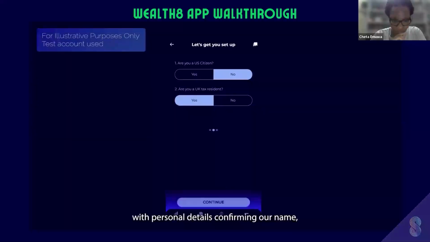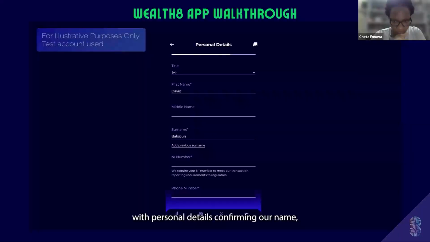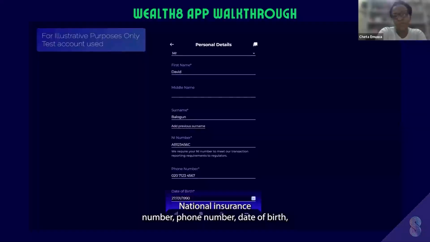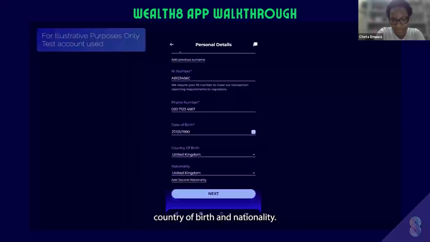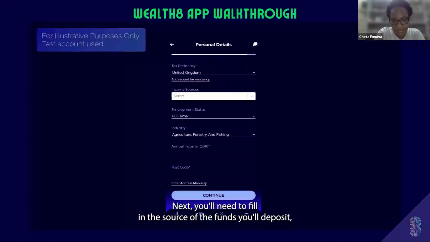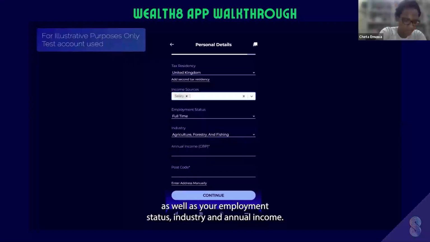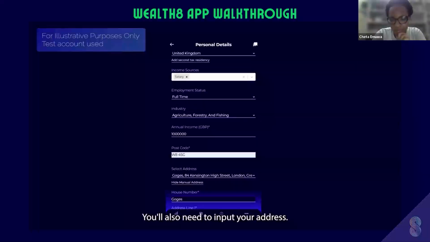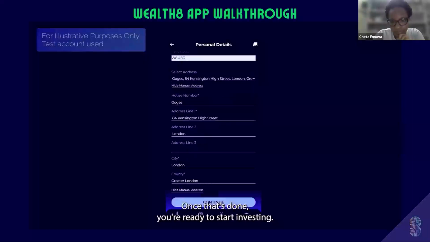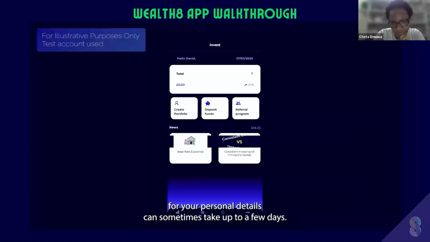Now we get started with personal details, confirming our name, national insurance number, phone number, date of birth, country of birth, and nationality. Next, you'll need to fill in the source of the funds you'll deposit, as well as your employment status, industry, and annual income. You'll also need to input your address. Once that's done, you're ready to start investing. Though be aware that the verification process for your personal details can sometimes take up to a few days.